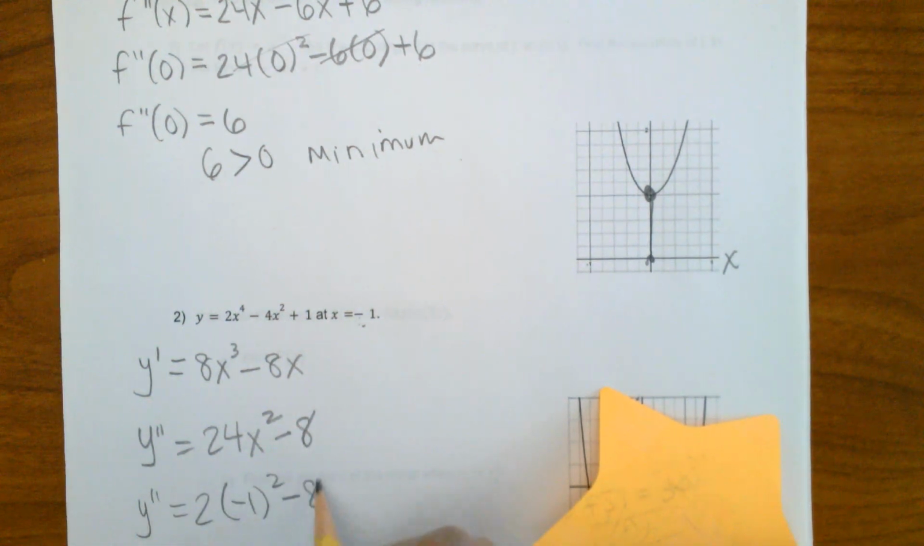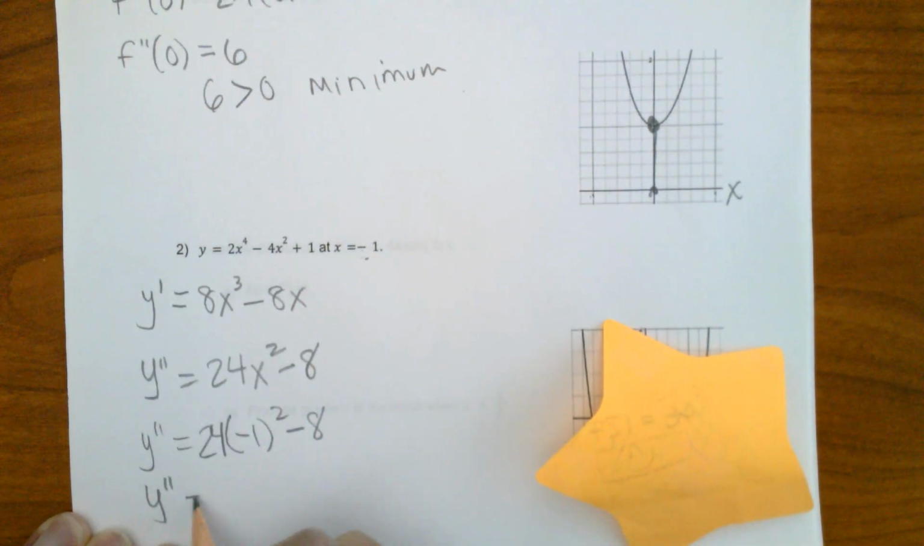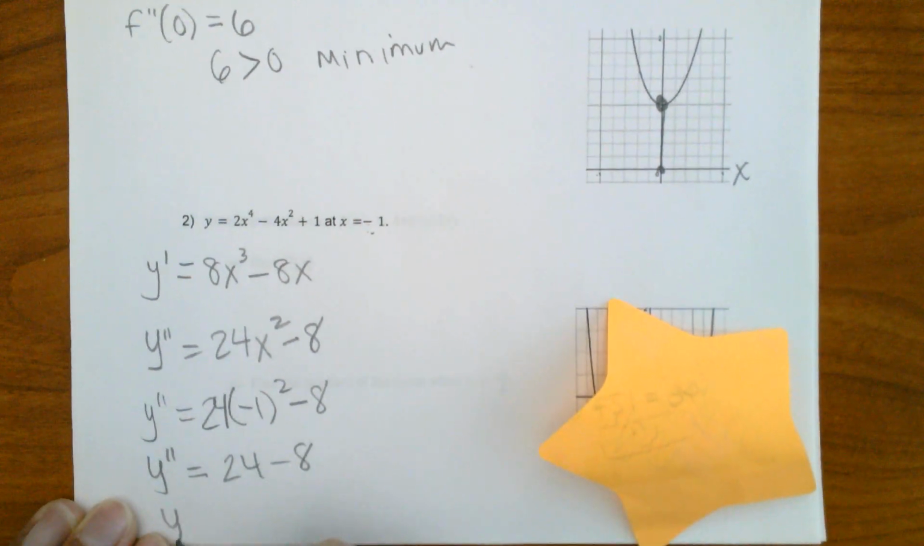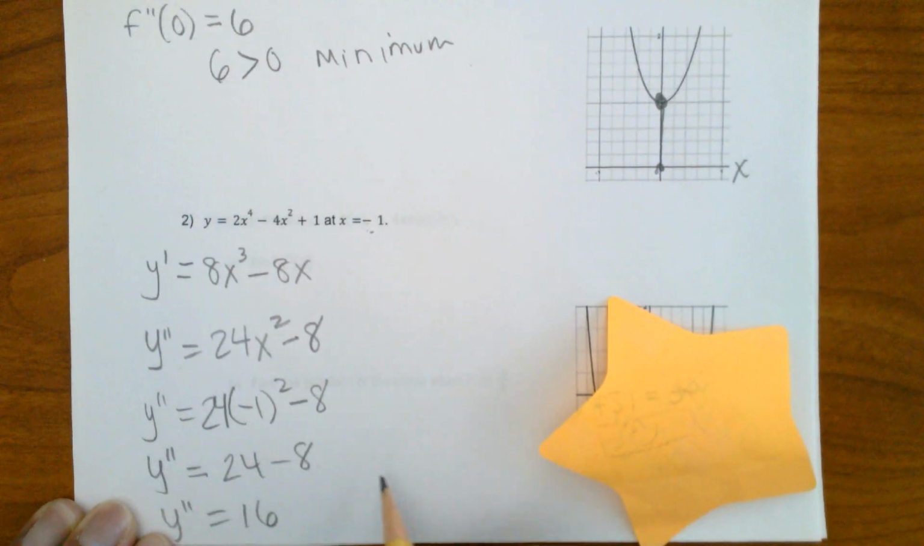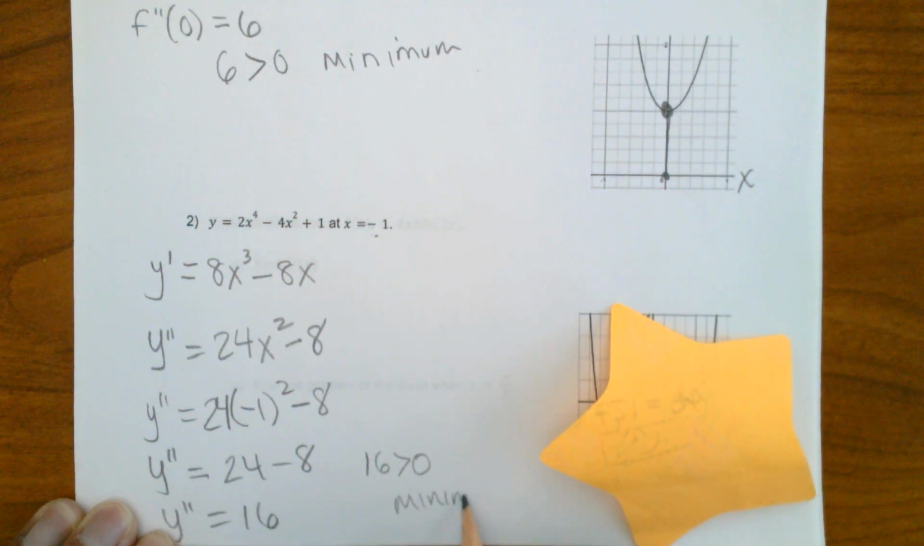24 times -1 squared minus 8. This is a 24. So y double prime equals 24 minus 8. And so we are going to get 16. 16 is greater than 0, so we should be looking for a minimum.